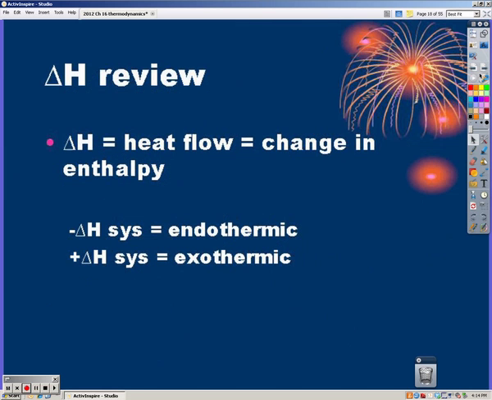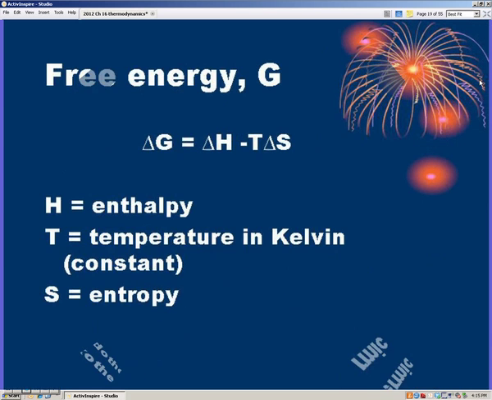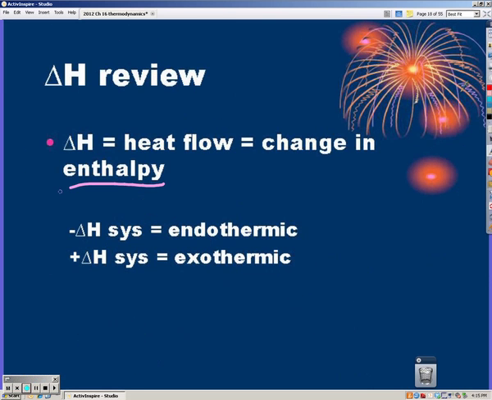So as a review, delta H is enthalpy and it's the heat flow. There is a typo on this slide. Positive delta H is endothermic, negative delta H is exothermic. So again, if you did not get that typo, make sure you fix that.